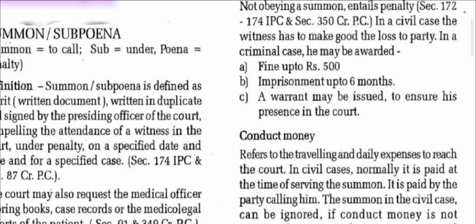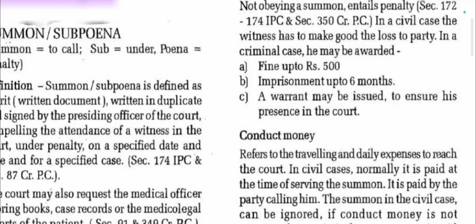Now moving ahead, not obeying a summon entails penalty, which means you will be punished. In a civil case, these sections are not important actually. The sections given in brackets will be covered entirely, with a complete list at the end of this series. So I'm just skipping these sections because I want to make this video crisp, short and beneficial for revision. So in a civil case, the witness has to make good the loss to the party. This is a phrase: to make good the loss to the party. Now what does this mean?